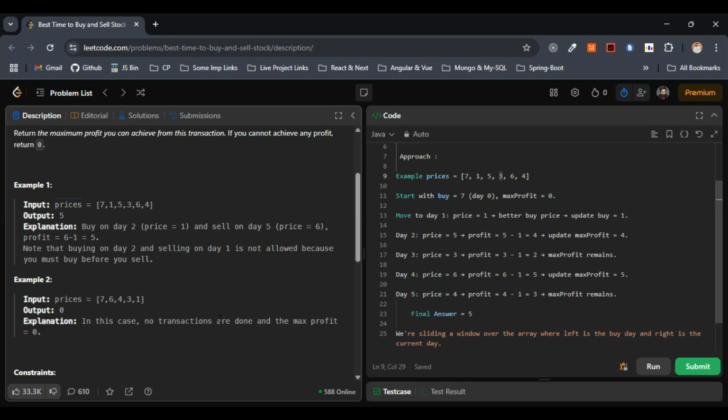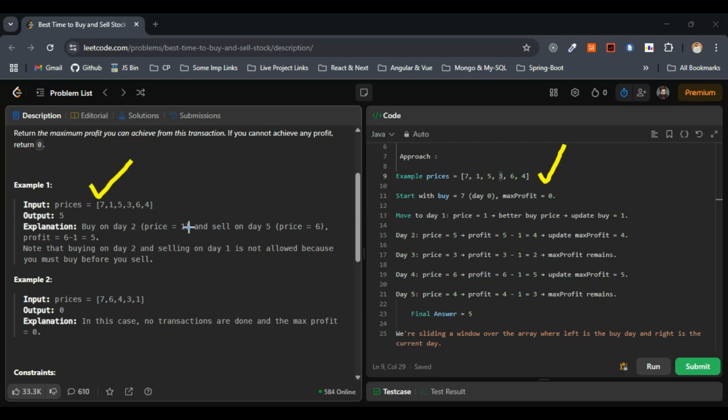So let's come to the first example here. We have 7 1 5 3 6 4. First, let's discuss the approach itself, so that we understand this clearly, rather than going with the example and then discussing the approach. Let's consider the first example here.